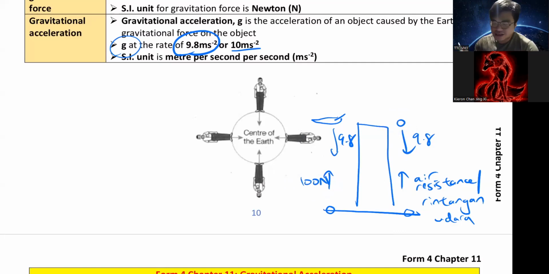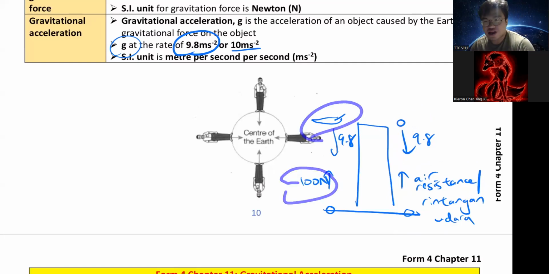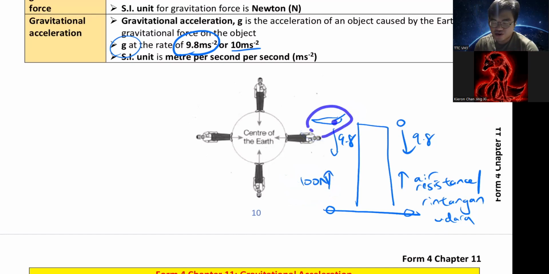This air resistance for the bowling ball is no big deal, isn't it? Because the air resistance is so small. So the bowling ball just continues to go down very quickly. But this 100 Newton for this feather is quite big, isn't it? So that's why the feather just kind of goes around because of the air resistance. So it will reach the ground really slowly.